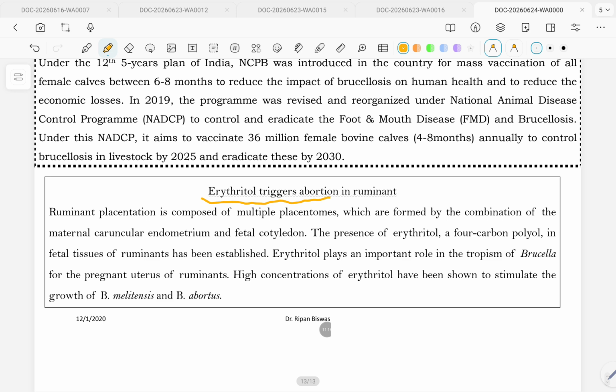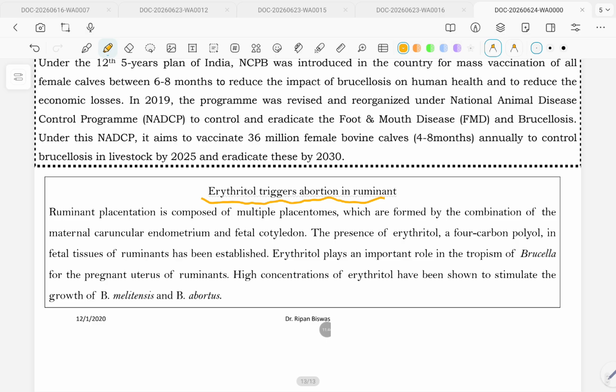Erythritol triggers abortion in ruminants. The ruminant placenta is composed of multiple placentomes, which are formed by the combination of the maternal caruncular endometrium and fetal cotyledon. The presence of erythritol, a 4-carbon polyol, in fetal tissue of ruminants has been established.